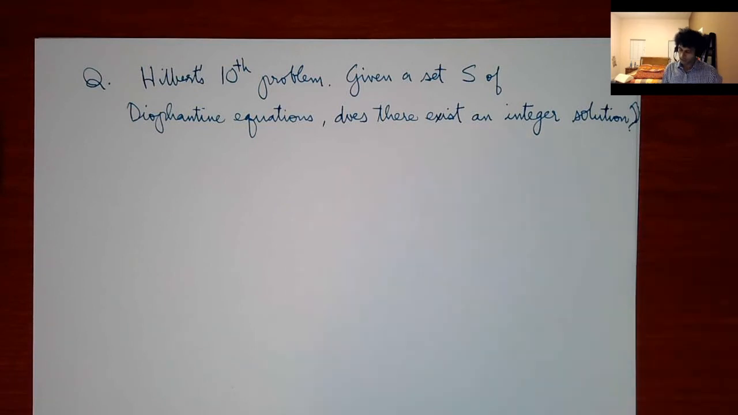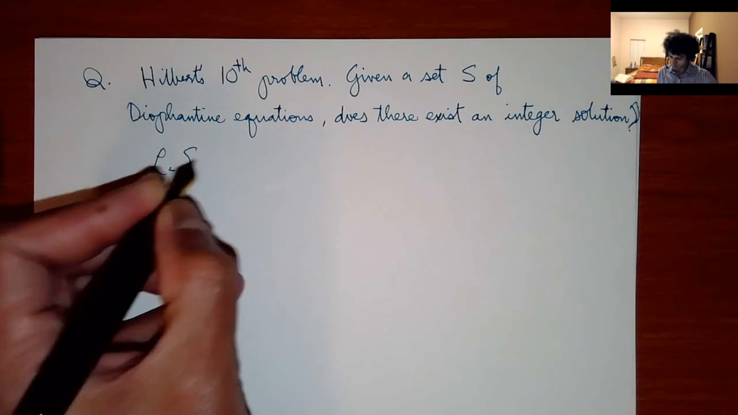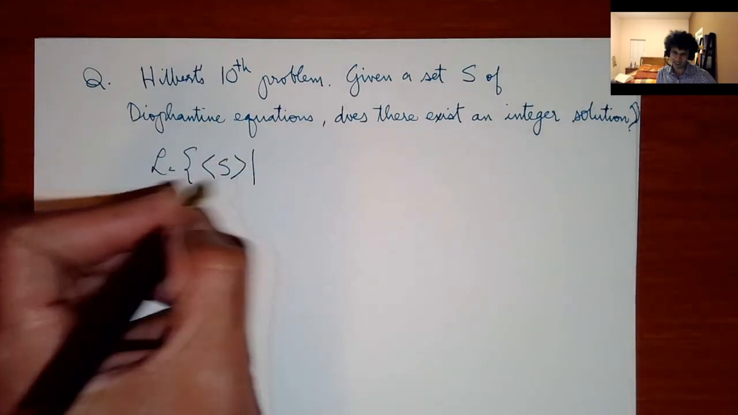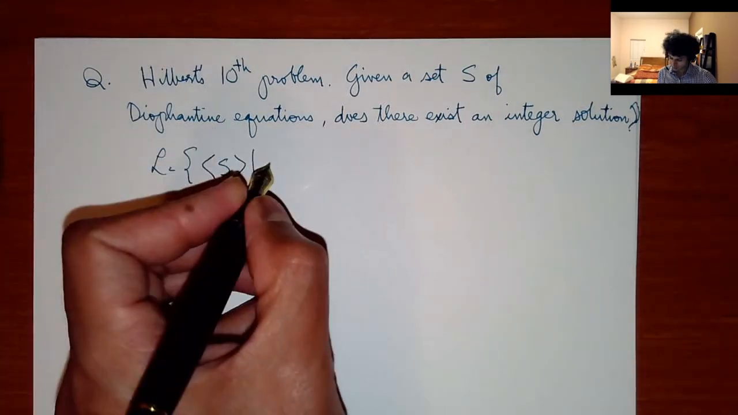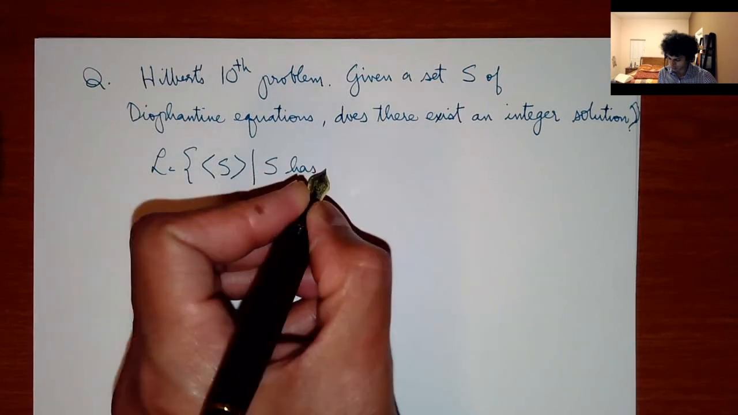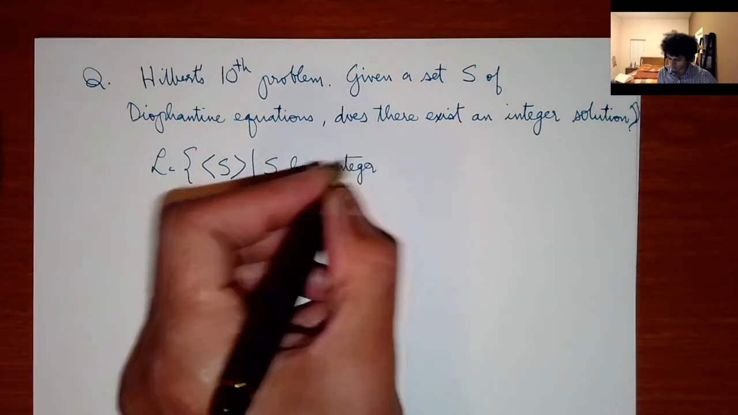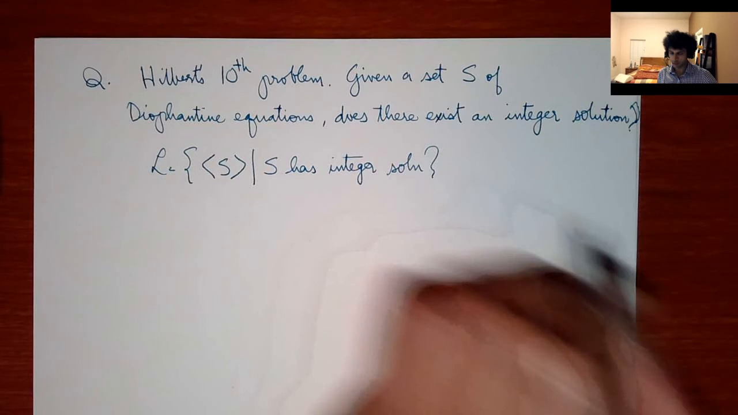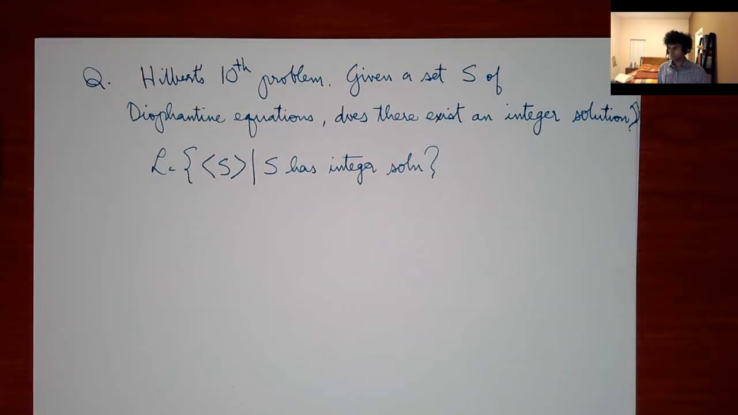Or one can actually write the language. It's sort of, I put the encodings of S such that S has an integer solution. Is L in NP? So, yeah, let's take a minute. Does anyone have any questions about the question? Do you understand what the question is asking first?